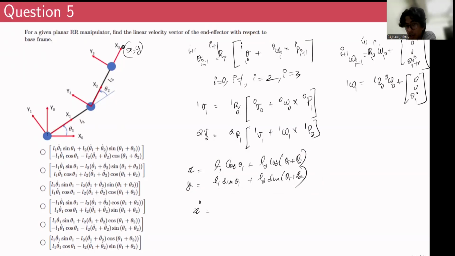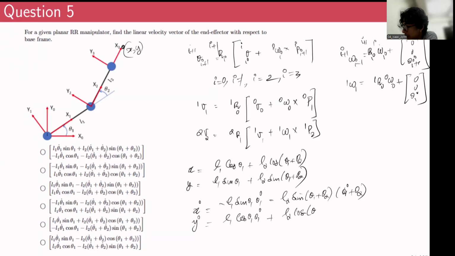It will be like X dot would be minus L1 sine theta 1 times theta 1 dot minus L2 sine (theta 1 plus theta 2) multiplied by (theta 1 dot plus theta 2 dot). And Y dot would be L1 cos theta 1 times theta 1 dot plus L2 cos (theta 1 plus theta 2) multiplied by (theta 1 dot plus theta 2 dot). Right?